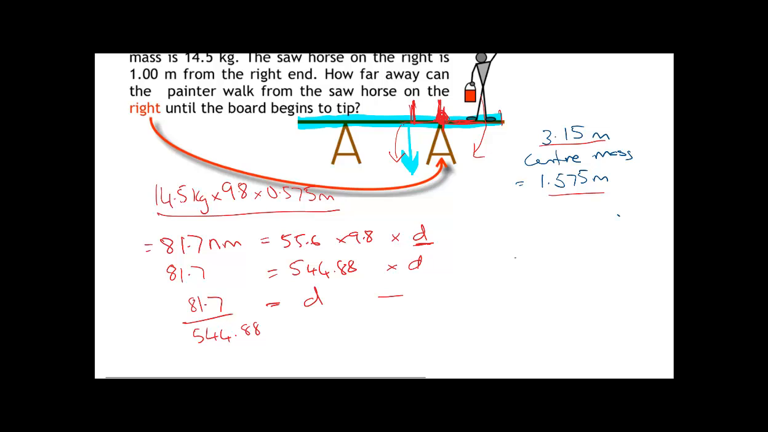If you do that calculation, you'll find it's something like 0.149 meters, which is approximately 0.15 meters. So it's only about 15 centimeters from the end here. That would be as far as you could go without it tipping. Okay, and that's the first torque and equilibrium one.